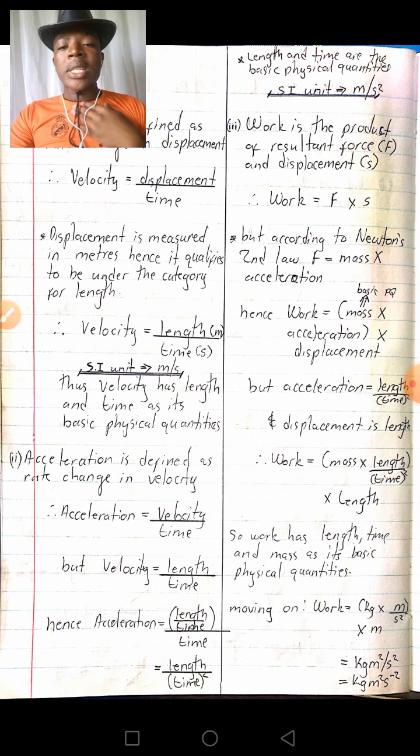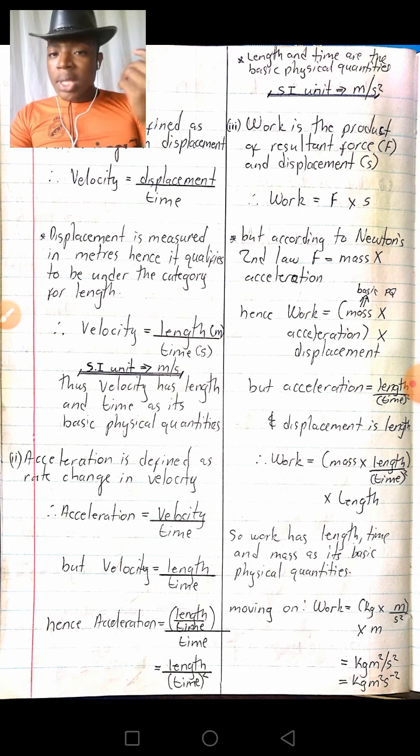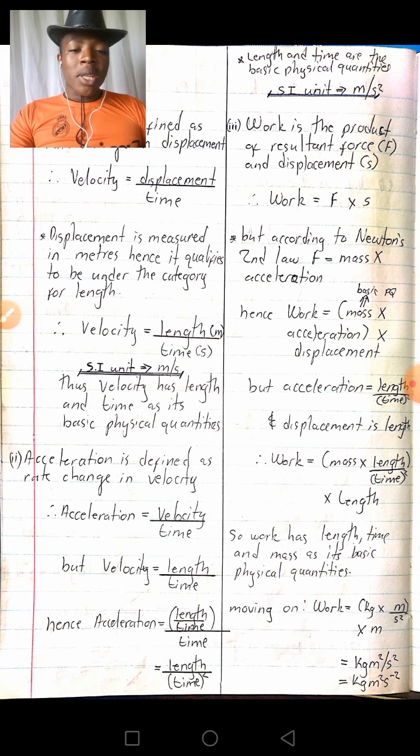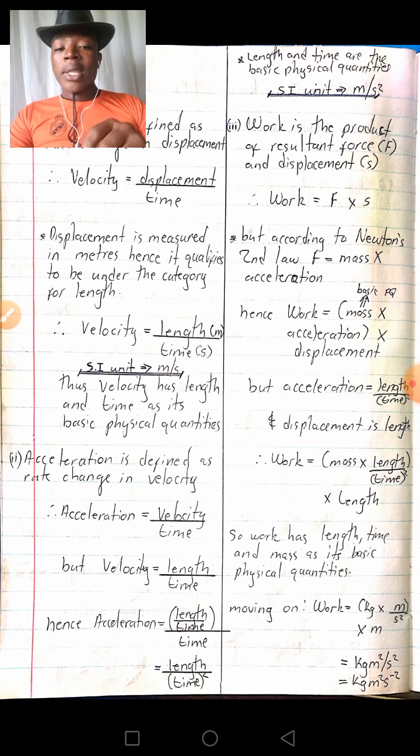But acceleration now, it is a derived physical quantity. We need to reduce it again to its basic physical quantities before we can assume anything out of work. So acceleration is equal to length over time squared, and displacement is simply length. Therefore, work is equal to mass times length over time squared multiplied by length. So work has length, time, and mass as its basic physical quantities, but we need to express it in the form of its basic SI units, right?